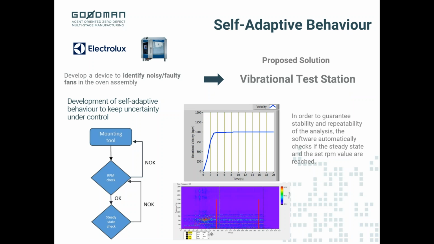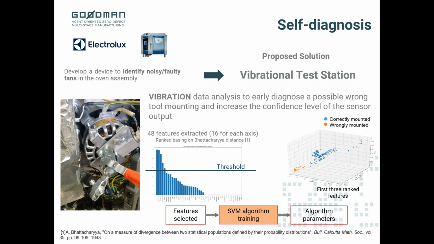The system has been embedded with some self-adaptive behavior. The first one is related to the possibility to guarantee that the system is able to know whether the motor is running at the proper speed. So this self-adaptive behavior that the vibrational test station is embedded with is to guarantee stability and repeatability of the analysis. So basically, the software checks if a steady state and the set RPM values are reached. If not, a feedback is provided to the operator.